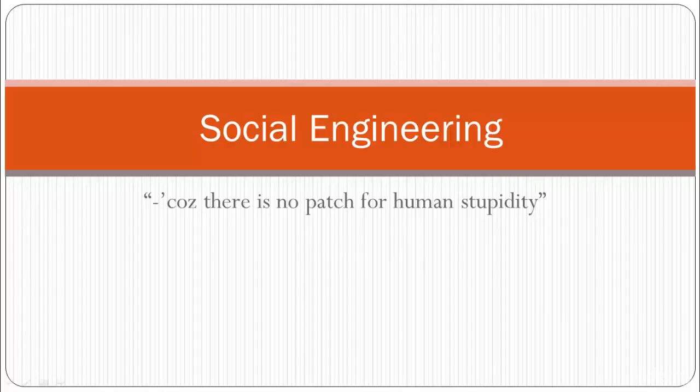So at that point of time, social engineering comes into place. As you can see, the definition that I have found somewhere on the internet says that software created by any software engineer can have patches applied, but there is no patch for human stupidity. So that is social engineering.